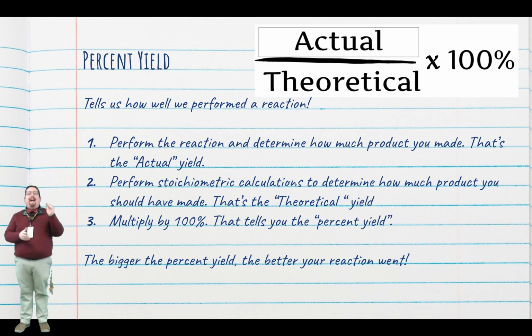Finally, you divide the actual yield by the theoretical yield, in other words, what you made divided by what you should have made, and then multiply by 100%. The higher percent yield you have, the better your reaction went.